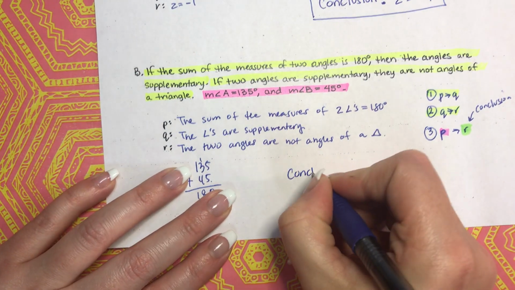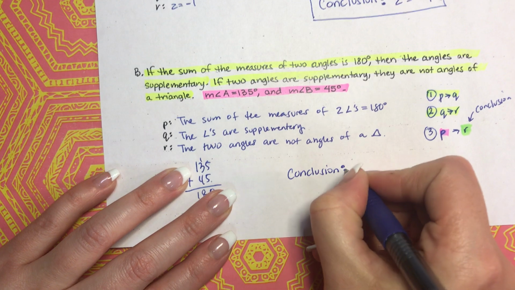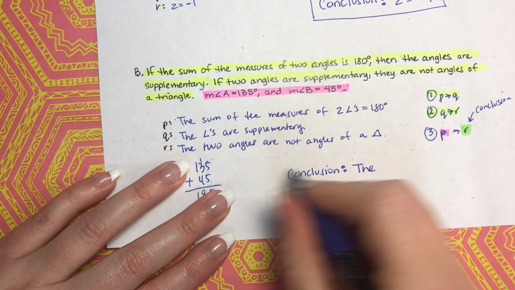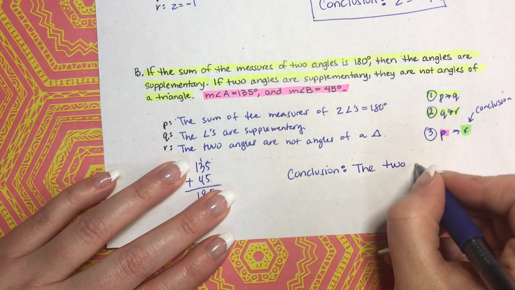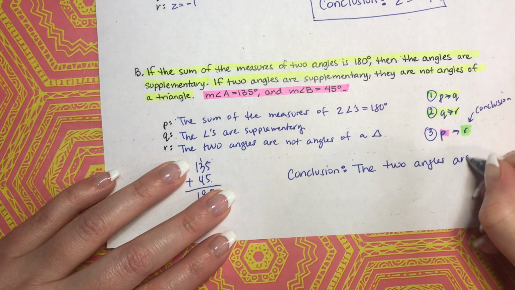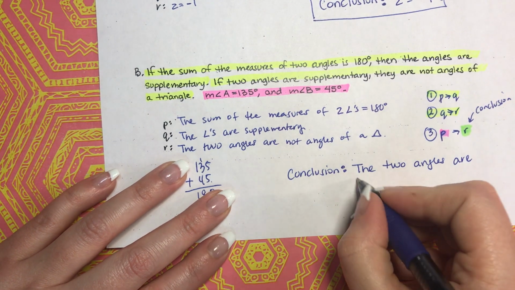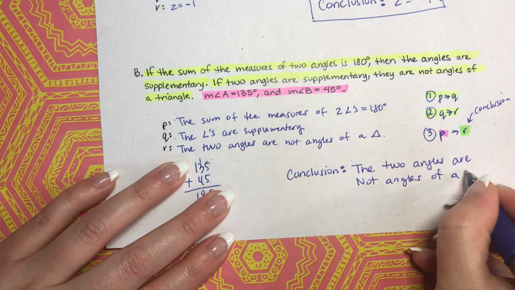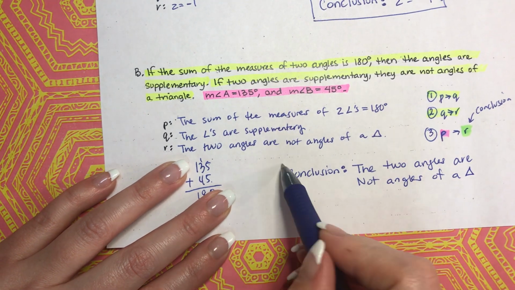So the conclusion, the answer that they're looking for, is the two angles are not angles of a triangle. Do you guys know why?